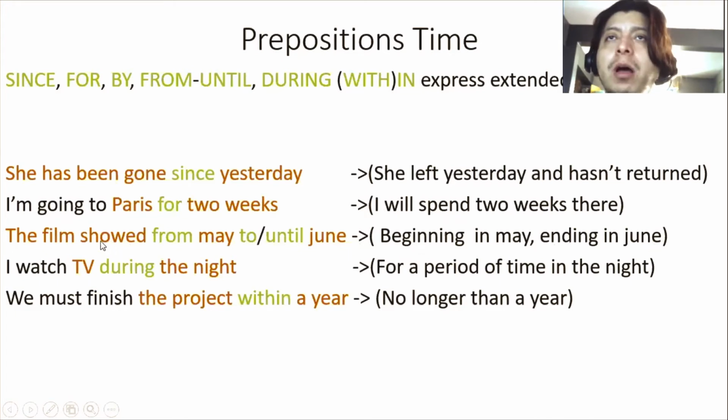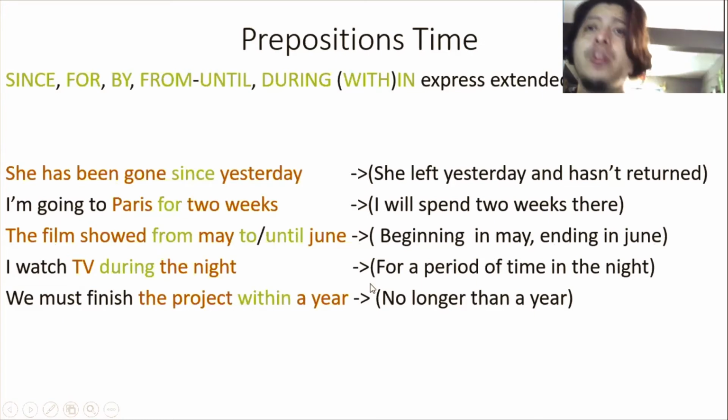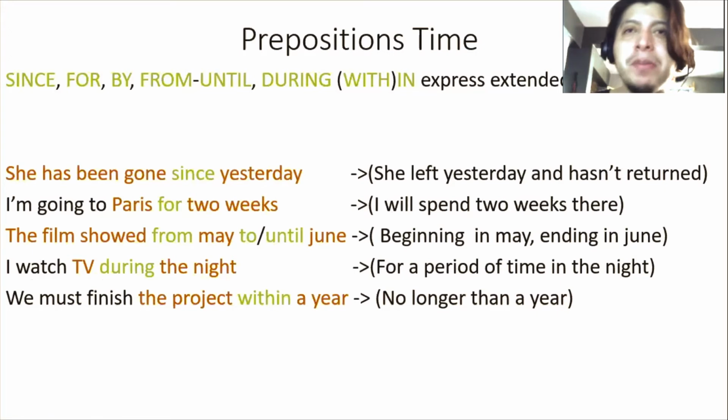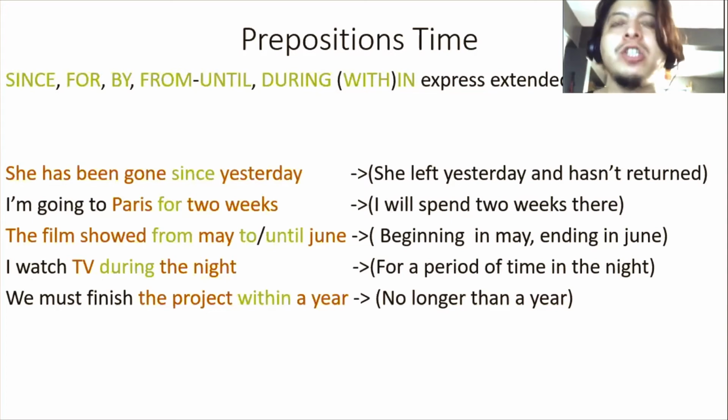The film showed beginning in May and finishing in June. From May to June. From, starting in one point, to or until, ending in another point, okay? Then we have, for example, during. During means at the same time, over the same period of time. So I watch TV during the night. So in the middle of the moment called the night is when I watch TV. I watch TV at the same time as you call the night. So for a period of time in the night.